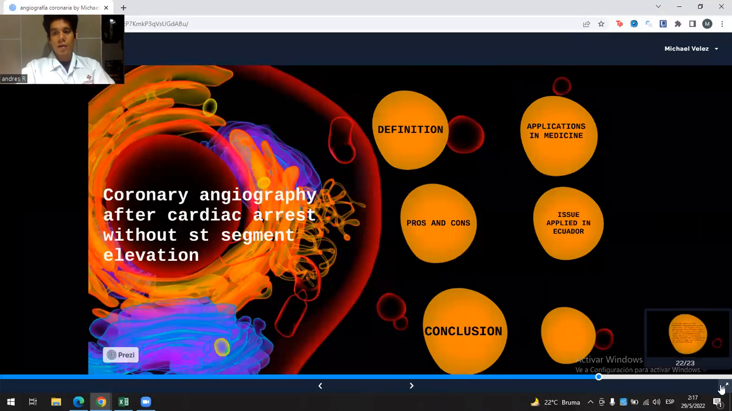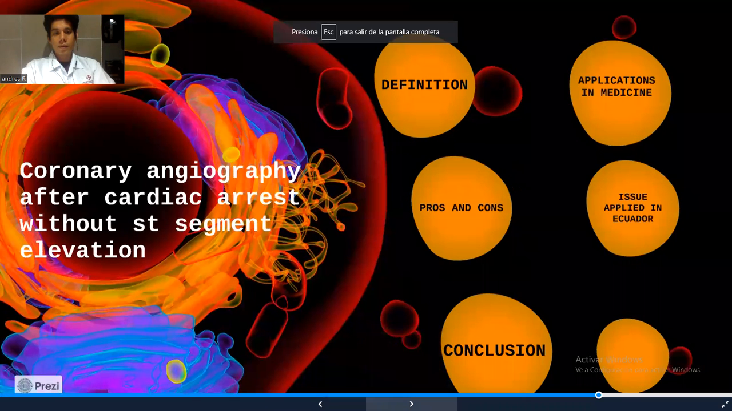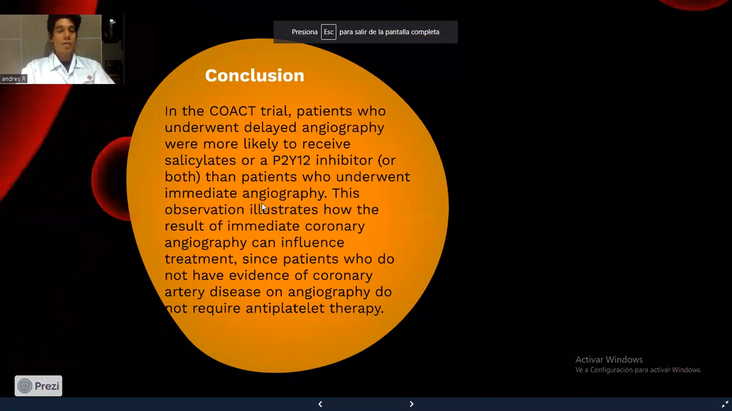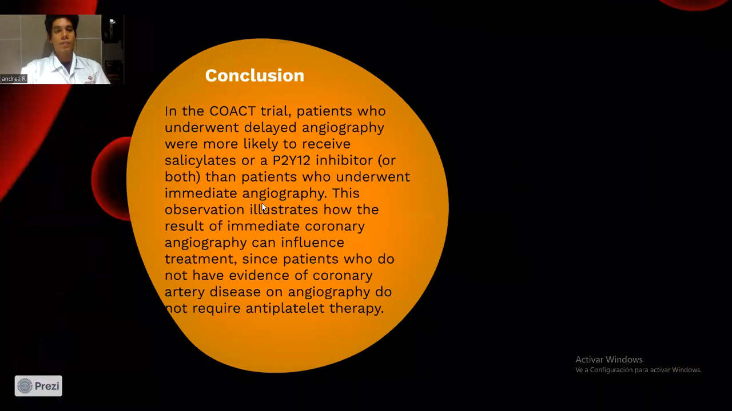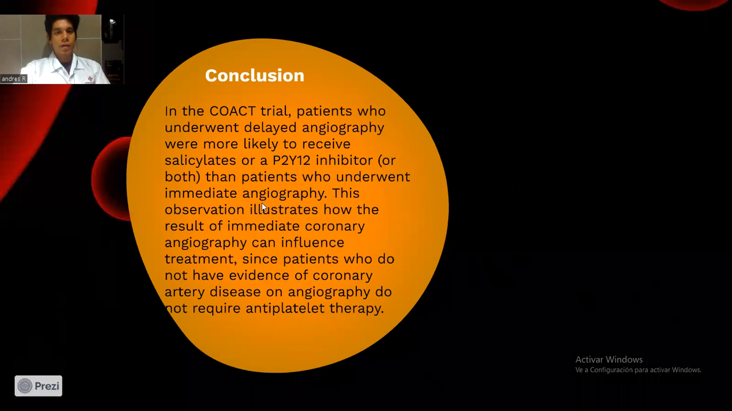And now the conclusion. In the COT trial, patients who underwent delayed angiography were more likely to receive salicylates or a P2Y12 inhibitor, or both, than patients who underwent immediate angiography.